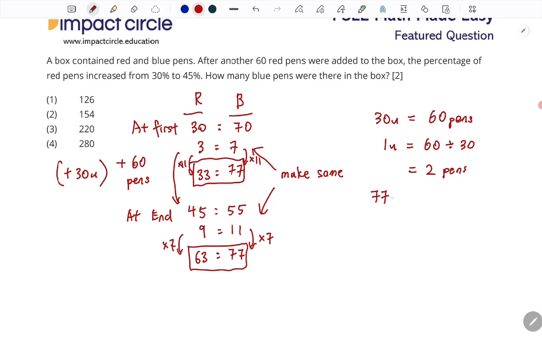The question asks how many blue pens were there in the box, and this means that we are asked to find how many pens would 77U be. This would be 2 times 77, which gives us 154 pens. Therefore, the correct answer for this question will be number 2, which is 154.